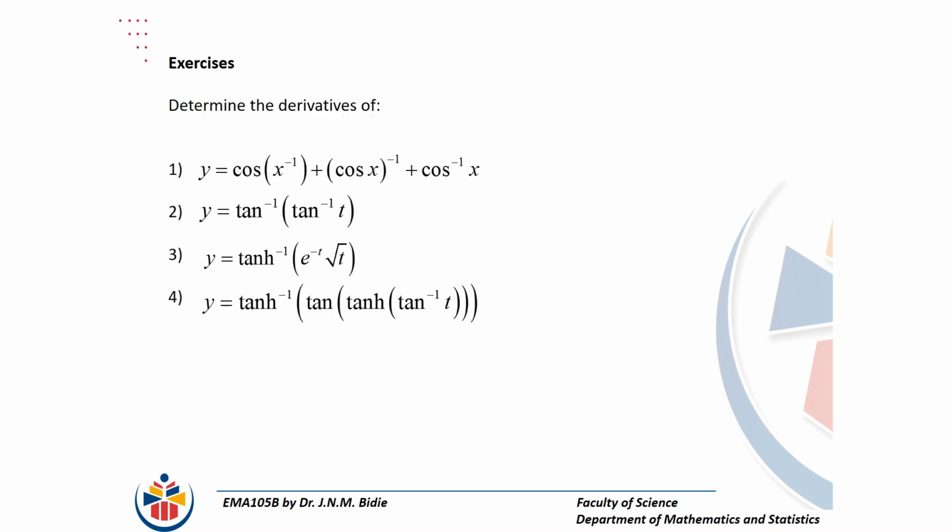Some exercises for us to do. Number 1, what is the derivative of cos of x to the power negative 1 plus cos x all to the power negative 1 plus arc cos of x. Note all these three are different functions. They are not the same at all.